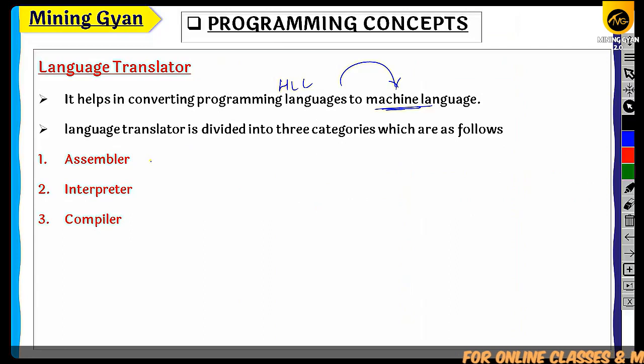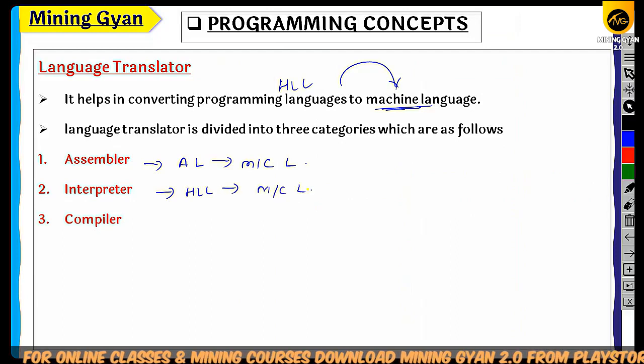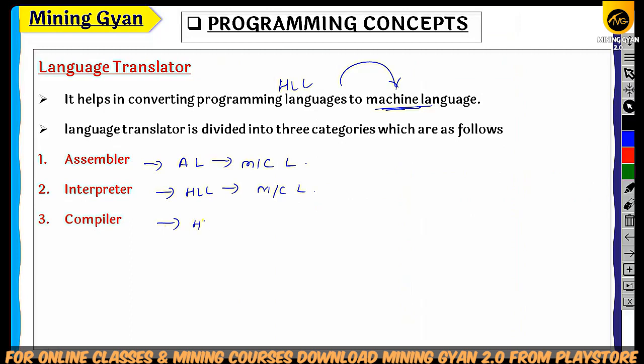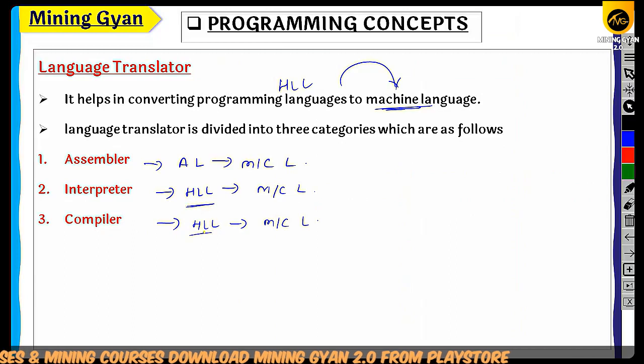Basically, the assembler is used to convert assembly language into machine language. The interpreter is also used to convert high level language into machine language. Similarly, the compiler is also used to convert high level language into machine language. The most important thing is that these 3 belong to the language translator. Assembler is used just for converting assembly language into machine language, but interpreter and compiler are both used to convert any kind of high level language into machine language.